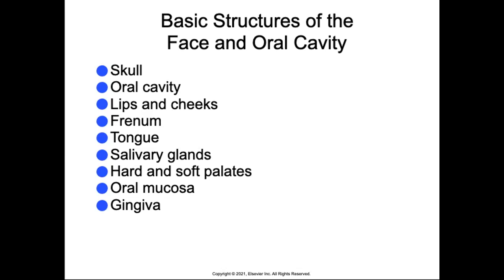The oral mucosa is the tissue that lines the oral cavity. There are two types of oral mucosa: the lining and the masticatory mucosa, and then there is the gingiva. The plural for gingiva is gingivae. This is the term that refers to the tissue that surrounds the teeth, otherwise known as gum tissue.